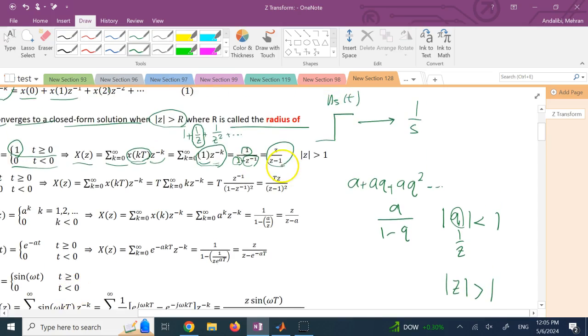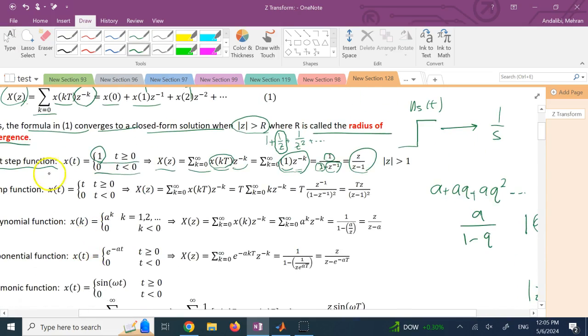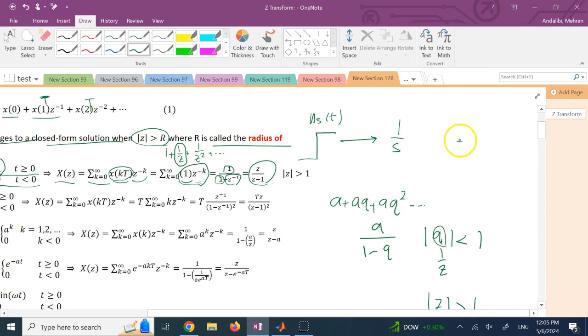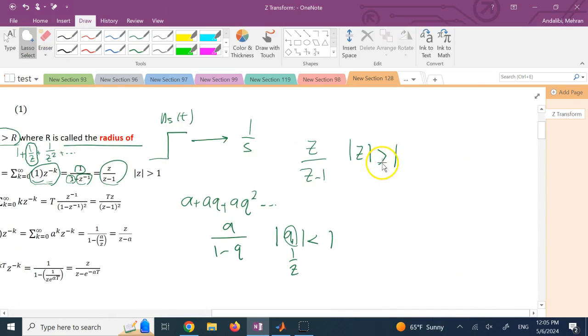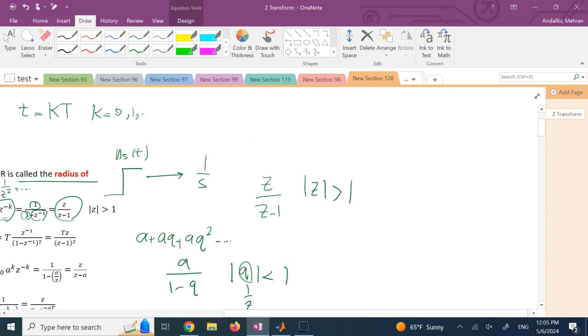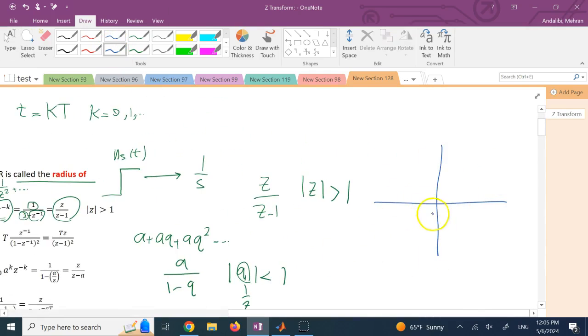Okay, so the z transform of the step function is what? It's z over z minus 1 if and only if what? If the magnitude of z is bigger than 1. So you clearly see this is a circle around the origin, if you look in the complex region, with a radius of 1. So here the radius of absolute convergence is 1.